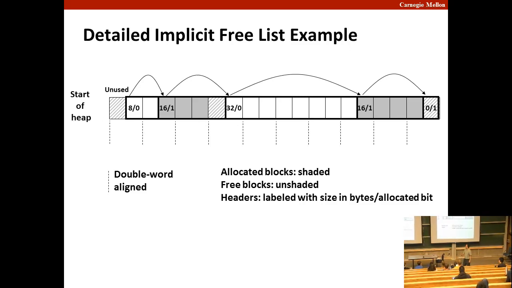So if we look at this diagram, what do we see? We see the size, and then a 0 for free or a 1 for allocated. This thing has 4 bytes per block. So this is 8, it's 2 blocks. This is 16, it's 4 blocks. This is 32, it's 8 blocks. This is 16, 4 blocks.